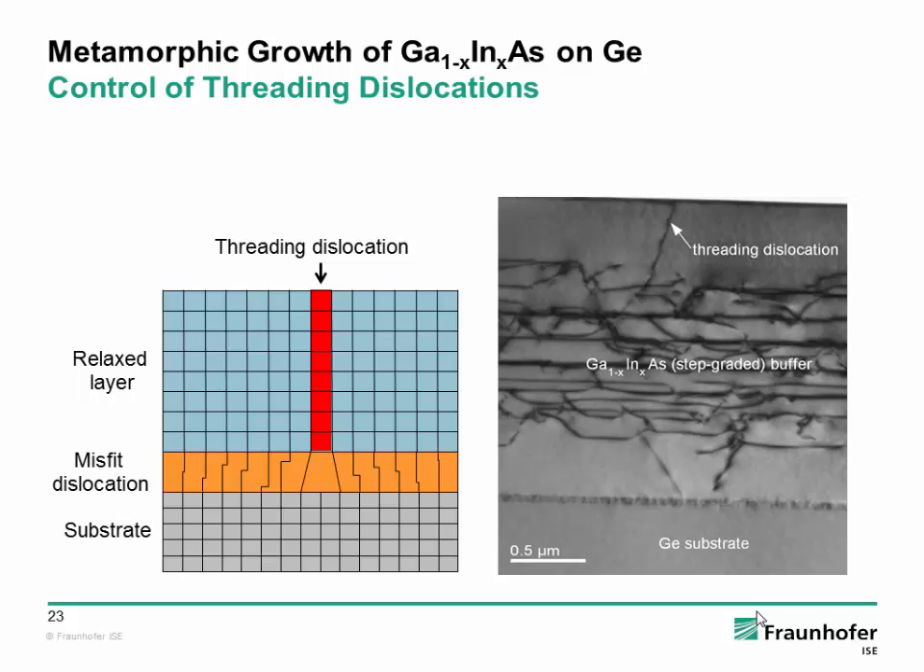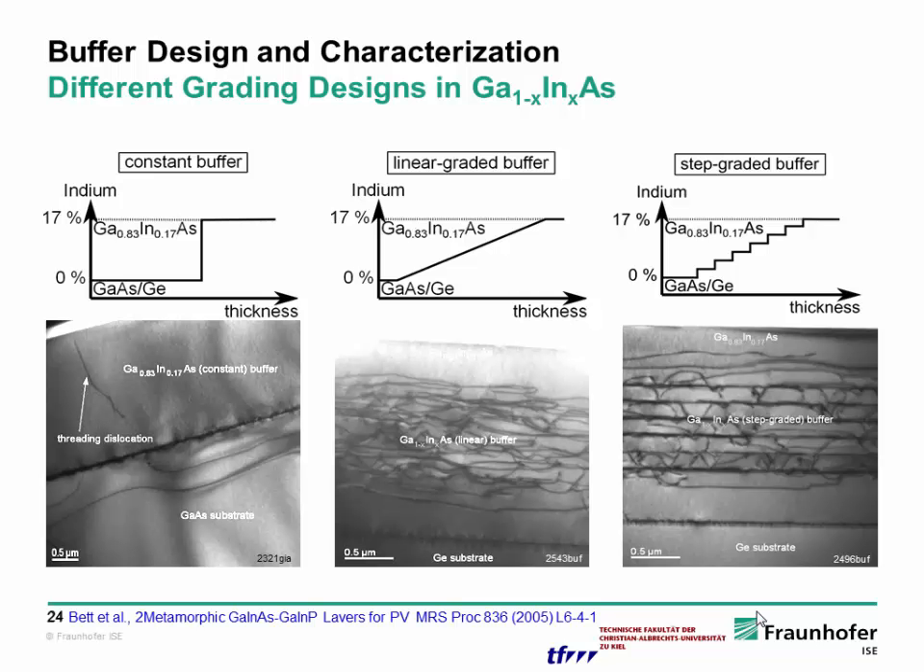But then you see, if we stop our buffer layer here, some of these dislocations are running into the active material, and they are very harmful for the solar cell. So we spend a lot of effort to understand this metamorphic growth to avoid these threading dislocations.